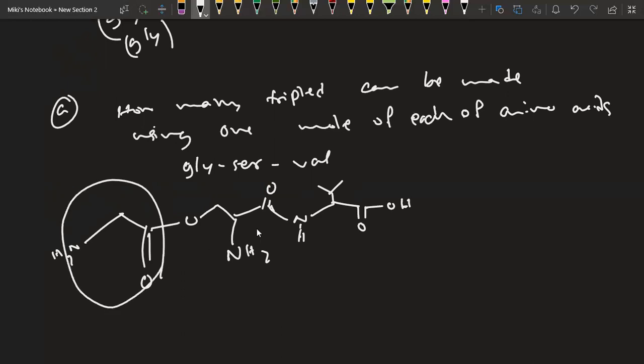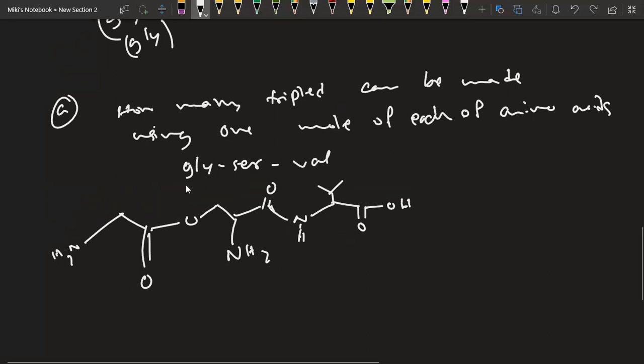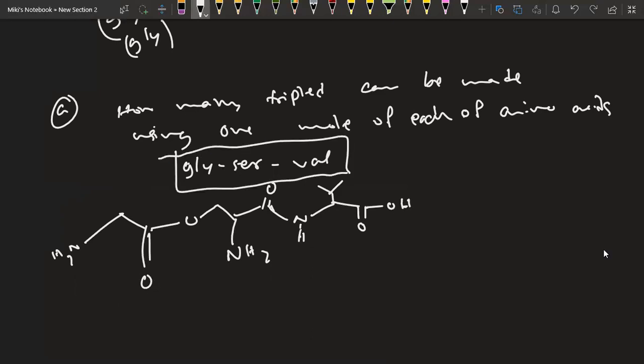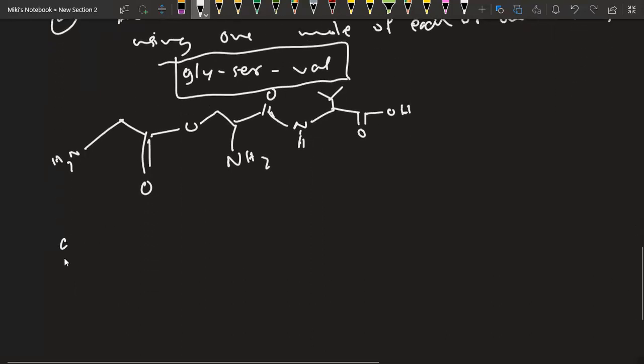This is our glycine, this is our serine, and this is our valine. Okay, so this is the structure of one such molecule. Now they want to know how many types we can form in such a manner, or let's say a different combination. Another would be, let's say, gly, val, and serine, isn't it?